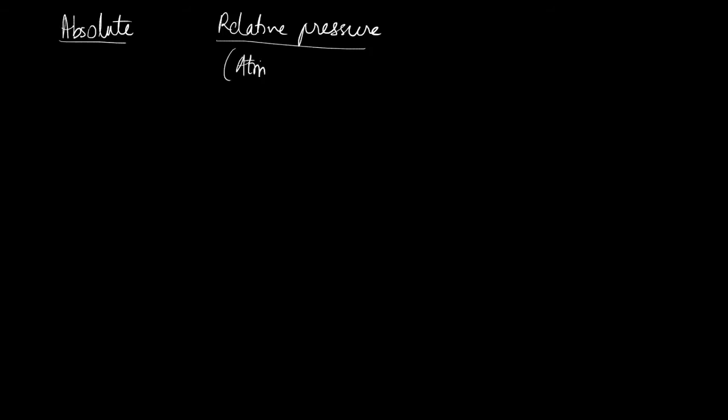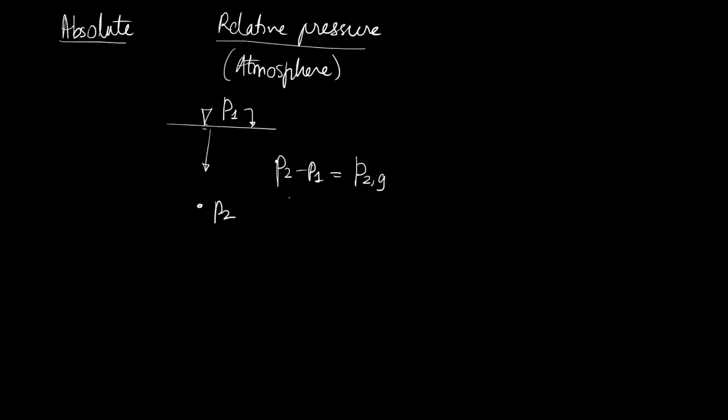The pressure may be quantified in terms of either absolute pressure, that is the pressure with a zero reference point, or relative pressure. So typically we measure pressure relative to the atmosphere. So consider the surface of a lake. If you go to a certain depth, the pressure increases. So if I call the pressure at the surface P1 and the pressure at depth P2, then P2 minus P1 is the gauge pressure at point 2. So gauge pressure is the pressure at a point relative to the atmospheric pressure.